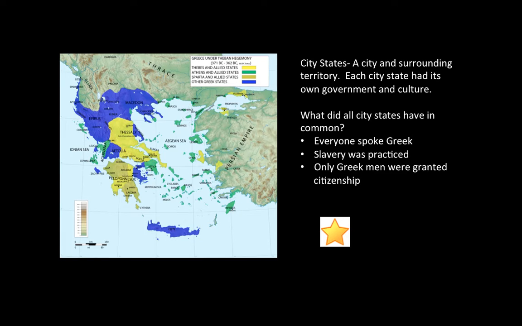So geographically and culturally, they were different, but what did they have in common? Well, in every city-state, everyone spoke Greek. Slavery was practiced in every Greek city-state. So when we're looking at the architecture of this region, keep in mind that it was all made with slave power. And only Greek men were considered Greek citizens. So women or foreigners were not considered citizens, and in many cases weren't even really treated like people. They were considered second-rate in every possible respect.